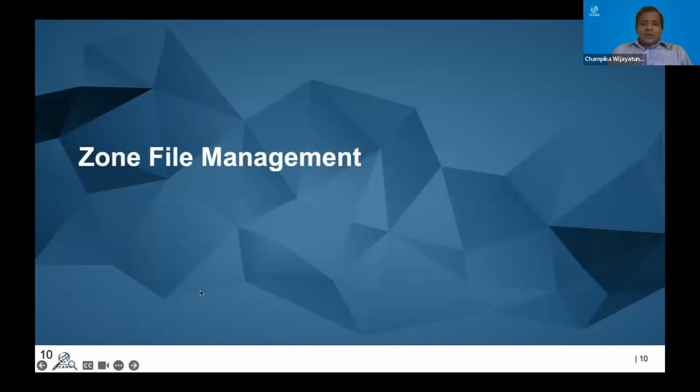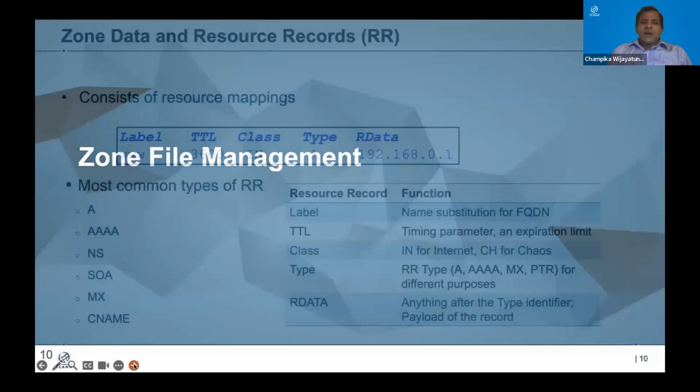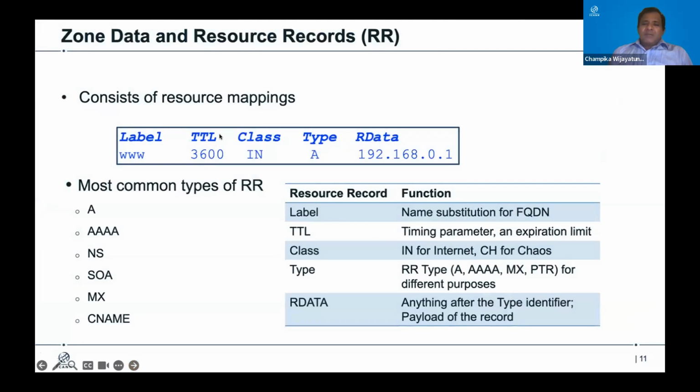Okay, now let's talk about zone file management, because once your name servers are properly delegated, the next step would be to create the files. Now, to create the zone files, you have to understand zone data, or in what format you're going to put this zone data. We put this zone data in a format called resource record, or simply RR. So this is how a resource record looks.